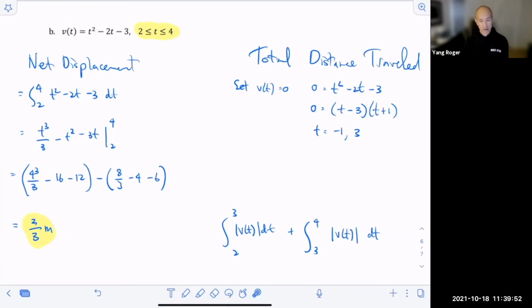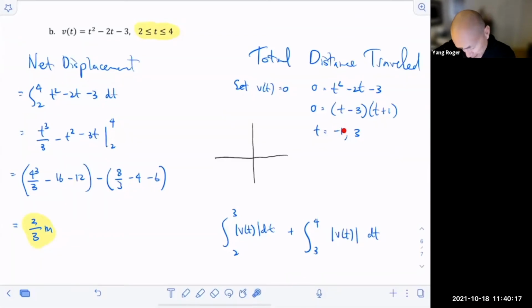Joe says up. I'm inclined to agree. Joseph, what tells you that it opens upwards? How can you tell when you look at this that it opens upwards? Because you're correct. He looks at the coefficient in front of t squared and it's positive. So if I were to try to draw a graph of this, I know the graph is going to open upwards. I also know that it's going to cross at t equal to -1 and t equal to 3.